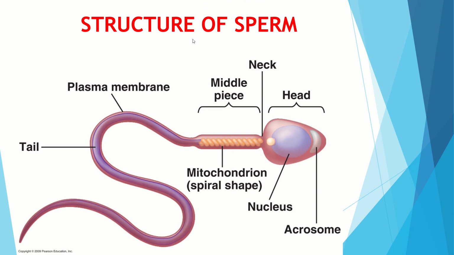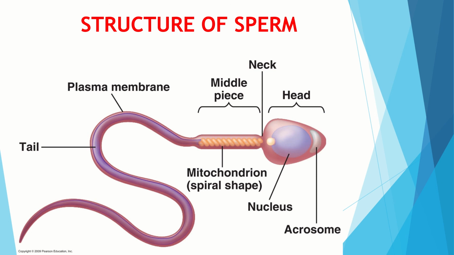Next, let us see about the structure of sperm. Sperm is a haploid, flagellated, motile, single cell. Think whether this sperm is a single cell or multicellular. This sperm is a single cell because it is formed from a single spermatid. So it is unicellular only, and a large unicellular cell in the human body.